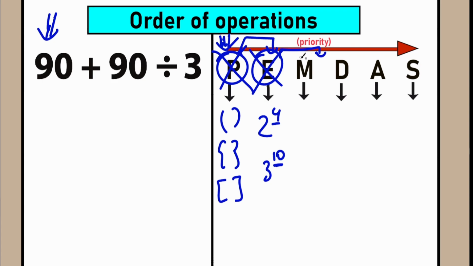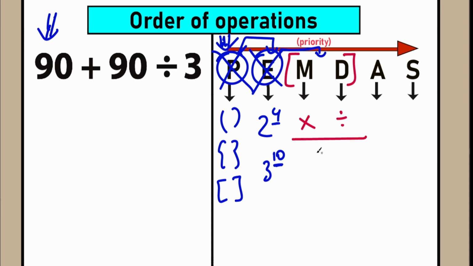So the next thing is the multiplication and division part. So M stands for multiplication, D stands for, sorry, not parentheses, multiplication and division. So this is one group, so don't be confused about it. This is one group, so it means that multiplication and division are tied for priority or importance, okay?